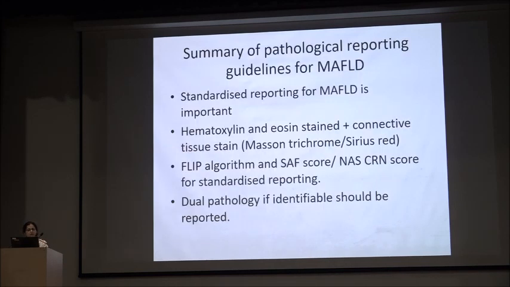To conclude, these are the pathological reporting guidelines which as pathologists we should remember while reporting for MAFLD. Standardized reporting for MAFLD is always recommended, and it is very important for both diagnostic and therapeutic trial purposes. The minimum set of slides that one requires for a diagnosis of MAFLD is a routine H&E stain and a connective tissue stain: Masson's trichrome for routine reporting, Sirius red when we intend to do morphometry on the slides. FLIP algorithm and SAF scores, or a NAS-CRN score, at least either of them should be used for standardized reporting. Dual pathology, if identifiable, should always be reported and put in the final line of the diagnosis.